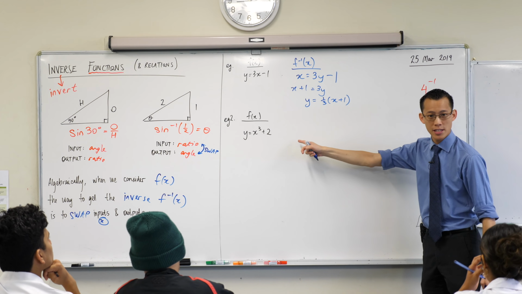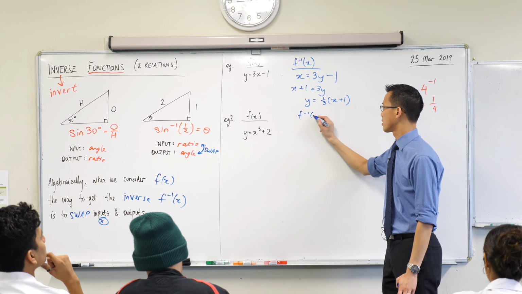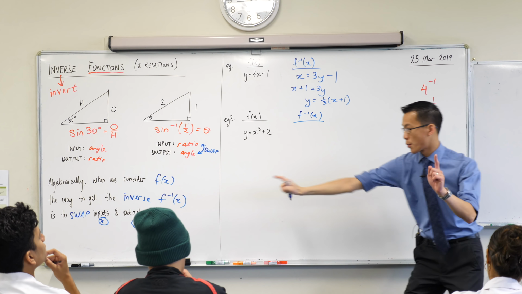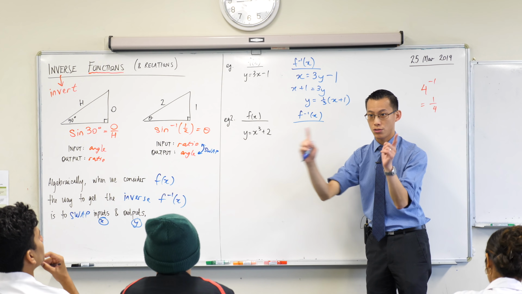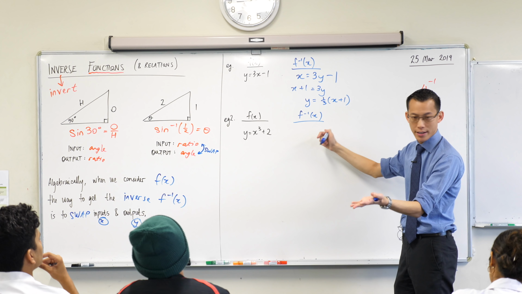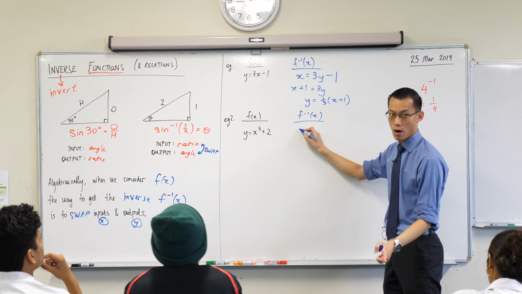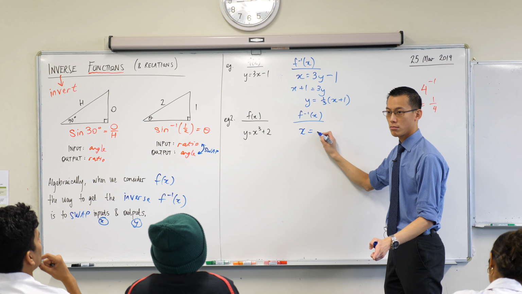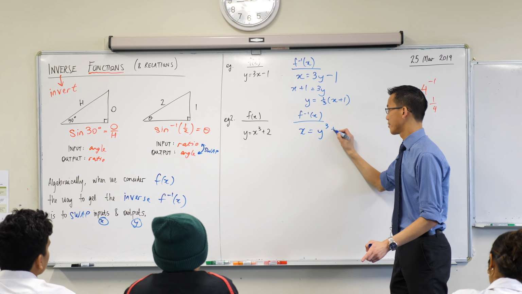All right, how about this one? Can we do this one? If we want to do the inverse of this, what's the first thing that I do? We wrote it down here. I'm going to swap those x's and y's. So the very first line is, I'll write everything like it was, but instead of y equals, I'll have x equals y cubed plus 2.